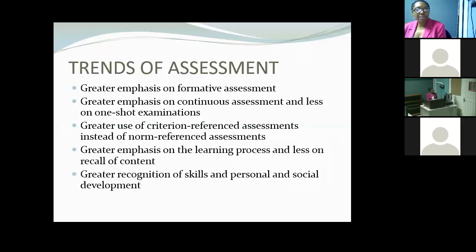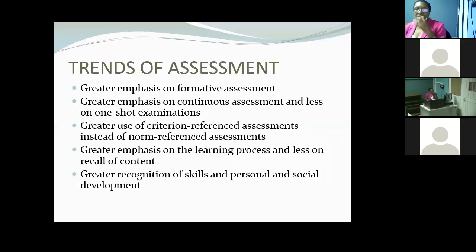Okay? There's a greater emphasis on the learning process and less on recall of content. And by learning process, what we're saying is that we want to find out what's going on up here. What are the cognitive activities taking place inside here? How are students thinking about what we're saying? And not just what they remember. But what does it mean? And so if that's what we're thinking, then we have to ask students the kinds of questions that will elicit thinking, that will have them tell us how they process information. So that's the implication.